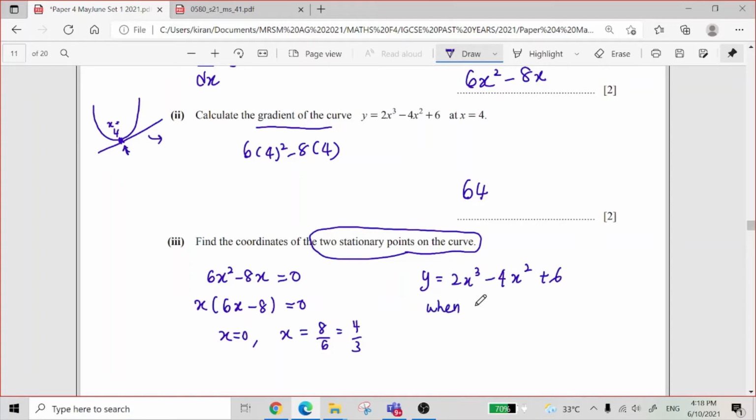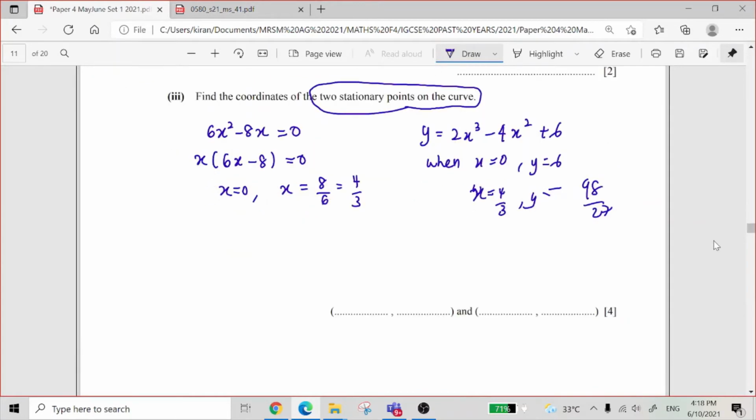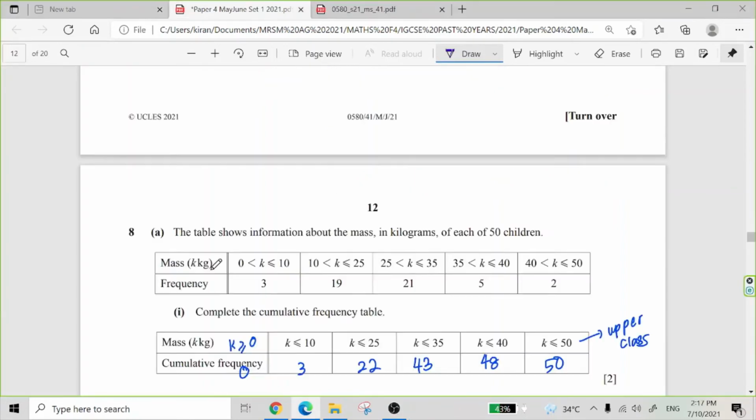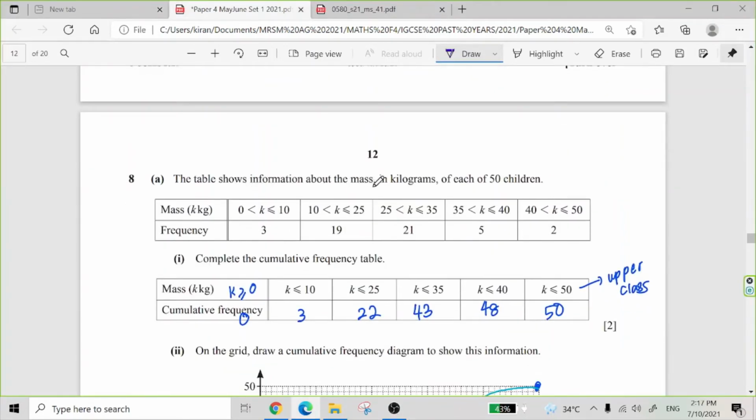When x equal to 0, y equal to 6. When x equal to 4 over 3, we get y equal to 98 over 27. So the stationary points here are, okay, wait a minute. Okay, we have 0, 6, and 4 over 3, 98 over 27. Okay, that is for question number 7. Okay, the table shows information about the mass in kilograms of each of 50 children. So complete the cumulative frequency table.